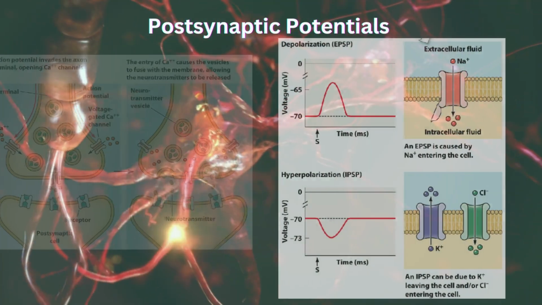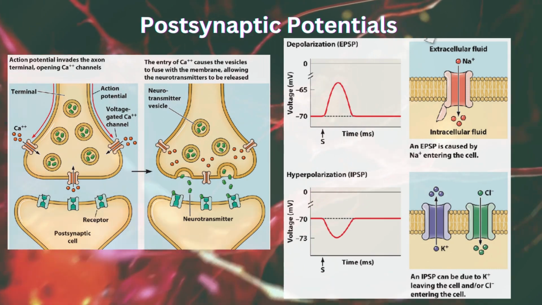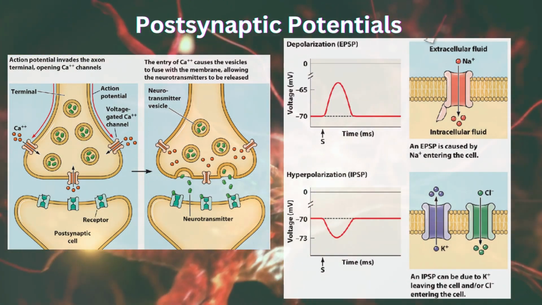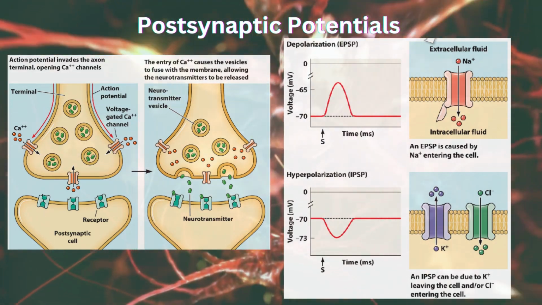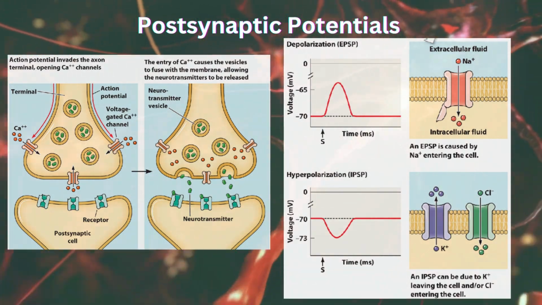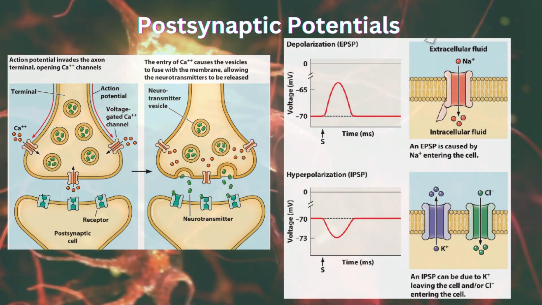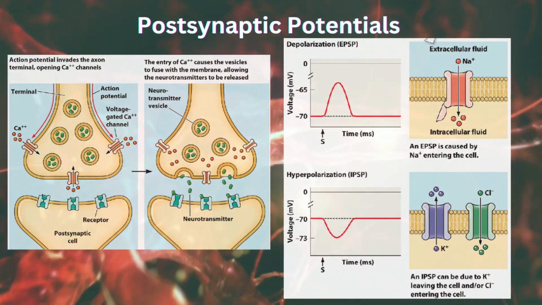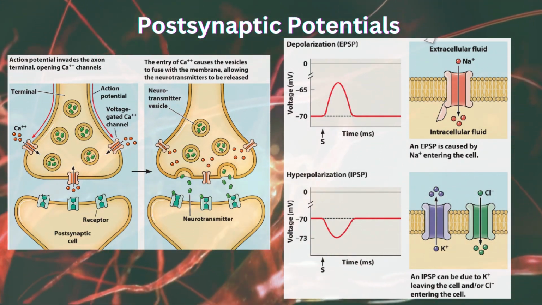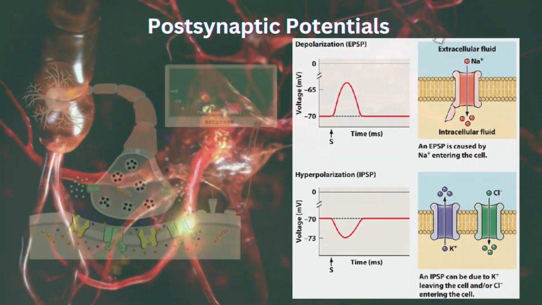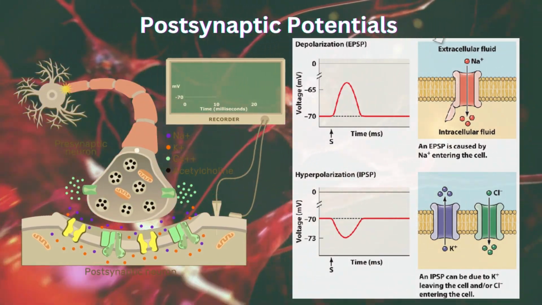On the postsynaptic neuron's membrane, there are receptor sites specifically designed to recognize and bind with certain neurotransmitters. This binding is highly selective, as different neurotransmitters fit into their corresponding receptors, like a key in a lock. The binding of neurotransmitters to their receptors on the postsynaptic neuron can have two main effects.